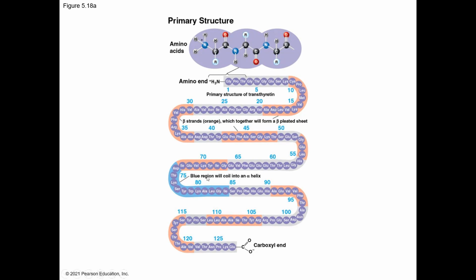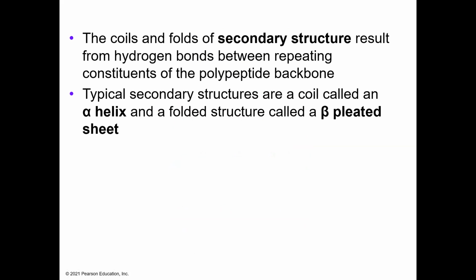And so as we bind amino acids together, you can see these little circles here represent the different amino acids and the names of the amino acids. They're just bound together. And so this is showing you that there are over 125 amino acids here bound together to form a primary structure, which is just a long chain. Now that long chain will coil and fold and form secondary structures.